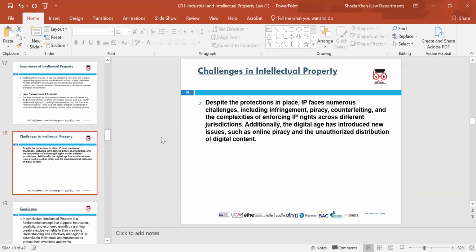Challenges in intellectual property, because there are lots of challenges when it comes to intellectual property. The main challenges are registry issues, backlogs, delays in trademark and patent registration, lack of experts as well, drafting, the cost, the protection, things like infringement, piracy, counterfeiting. There are lots of organizations out there that still counterfeit certain copyrights and trademarks. Nike would be a popular one that people try to counterfeit.